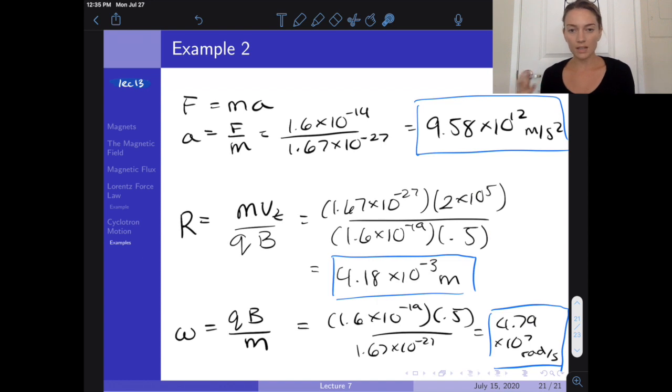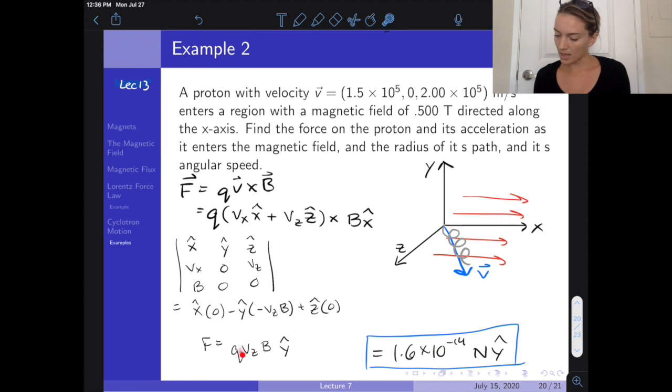So when I found the acceleration in the second part, I only used vz here because that's the only component of the velocity that the force feels, right? So look back here, the force only had vz in it. It didn't have vx, it didn't have the x component of velocity. It only had the z component. That's because the magnetic force only feels the component of velocity that's perpendicular to the magnetic field.